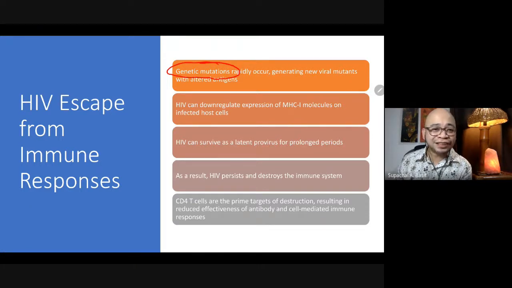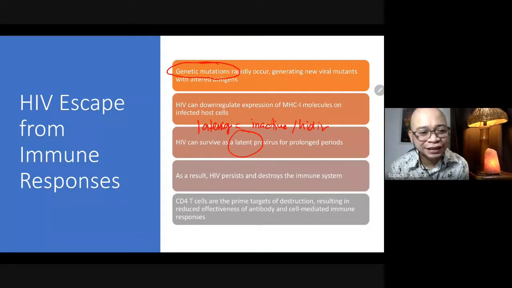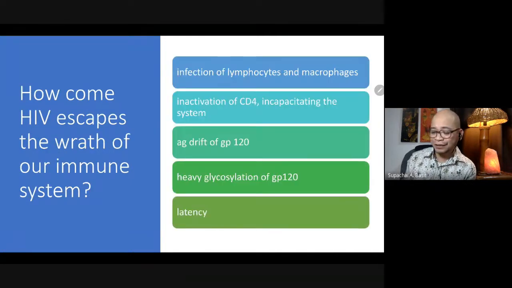HIV can survive as a latent provirus for a long period. So there is a period of latency. When we say latency, they are inactive. They are just hiding. Okay? As a result, HIV persists and destroys the immune system. CD4 T cells are the prime targets of destruction. And as we all know, T helper cells or the CD4 is actually the most important cell of our immune system. It will affect both the efficacy of the cell-mediated immunity and the humoral antibody response.